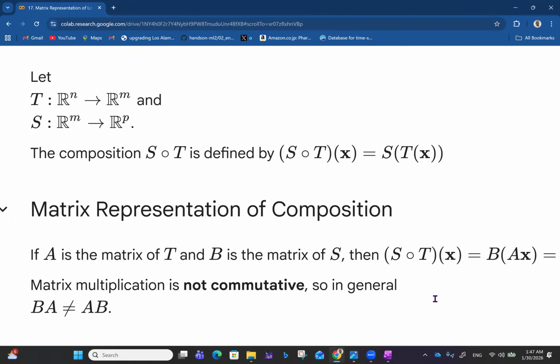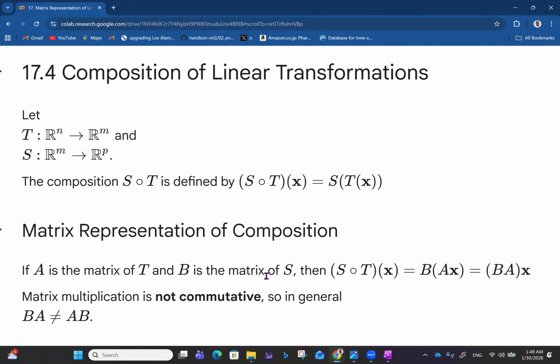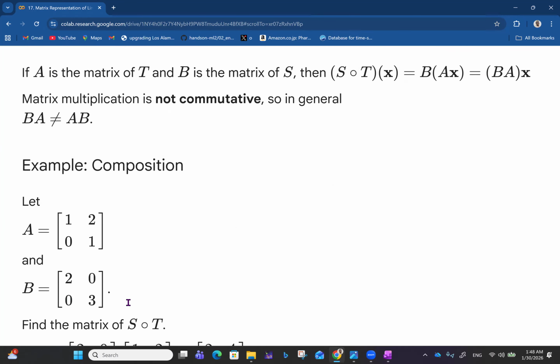And then we can have the matrix representation. If A is the matrix of T and B is the matrix of S, then S of T of X will now be B of A of X. That is B times AX. And then we see here that matrix multiplication is not commutative. So in general, BA is not equal to AB. I've shown that in the previous video, that matrix multiplication is not commutative, except if A and B are equal. That's the only condition for two matrices that multiply to give the same result.